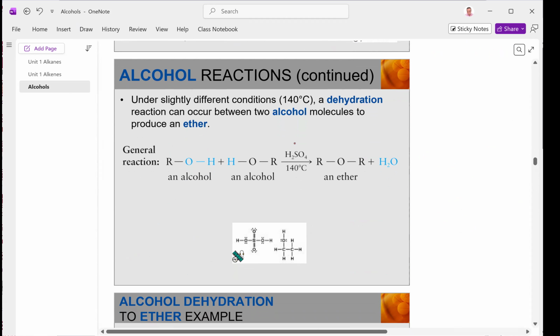Now, instead of 180, we gave it less temperature. That's when we form an ether. So at 180, we form an alkene. At 140, we form an ether.